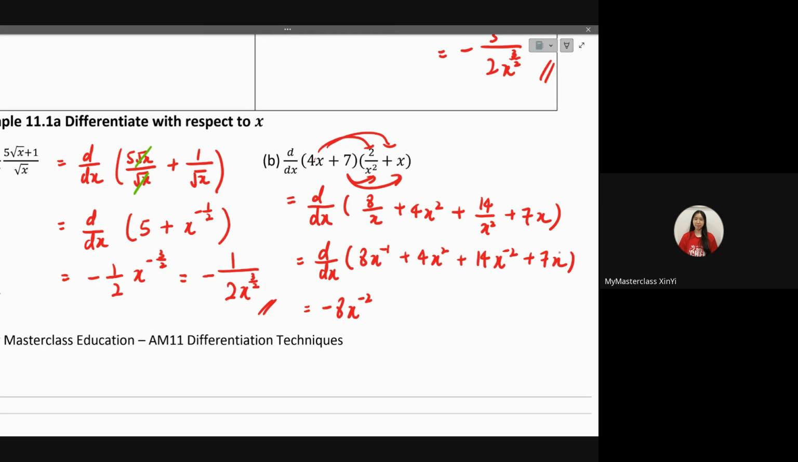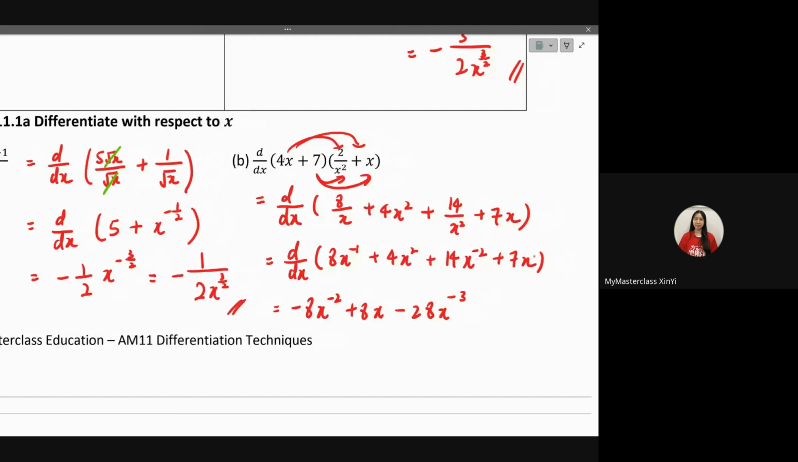Bring down the power, you have 4 times 2, so 8. Reduce the power by 1, so x to the power 1. Here, same thing. When you bring down this power, it's negative 2 multiplied by 14, so negative 28. Then x to the power of negative 3. Here, be careful. Minus 2 minus 1 is negative 3. Then this one, same thing. Bring down the power, reduce the power by 1, which means you will just end up with 7.